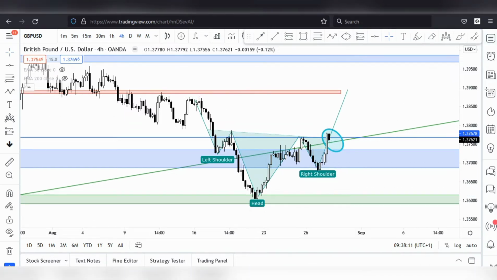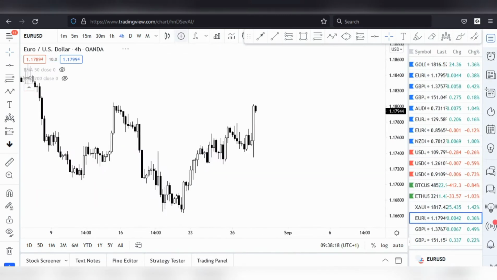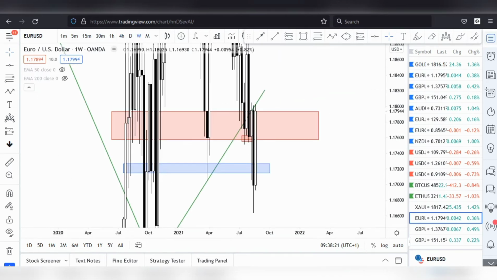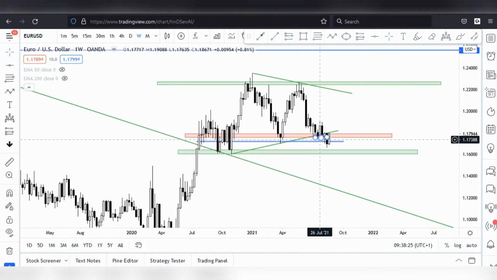For EUR USD, again, we'll be going through the weekly time frame. As you can see from the weekly time frame, all along I've been expecting price to get all the way to this green level over here, but price didn't yet. Price came down there, then all of a sudden went all the way back up to this resistance level over here. So right now we're looking for price reaction around this resistance level.